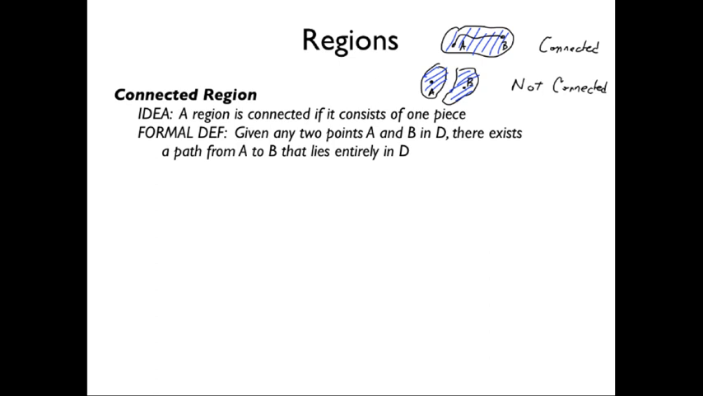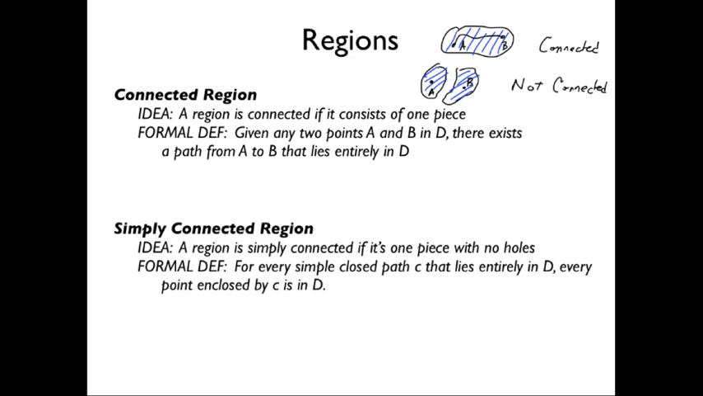Okay, does that make sense? But the idea is just that it's one piece. It's one piece connected, right? Connected is good terminology for that. Okay, next one is simply connected. Simply connected means that it's one piece connected, but there are no holes in it. Okay, that's what simply connected is. It's one piece with no holes.